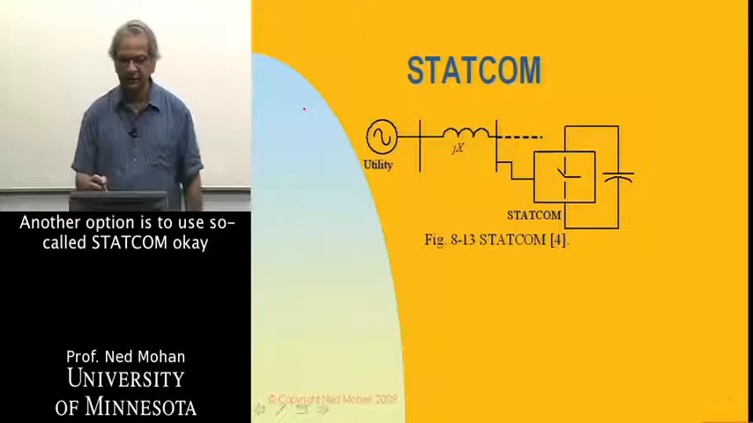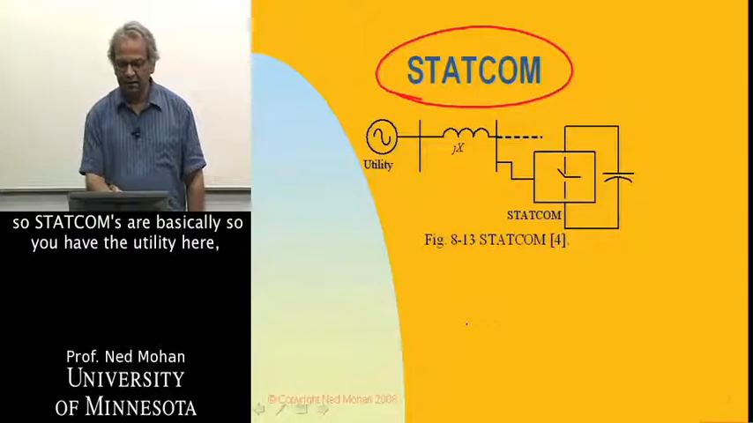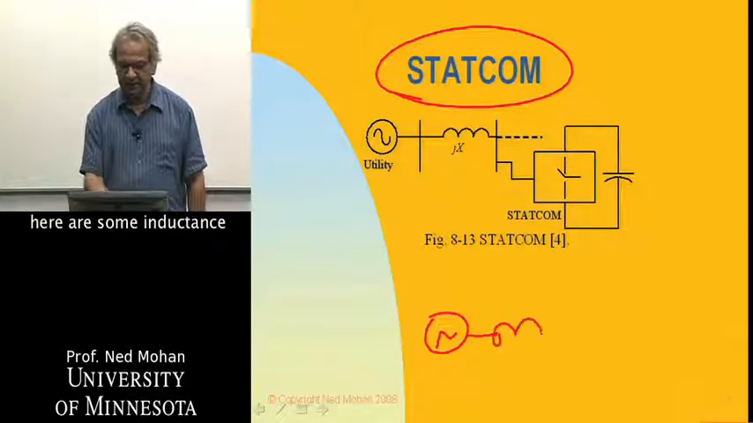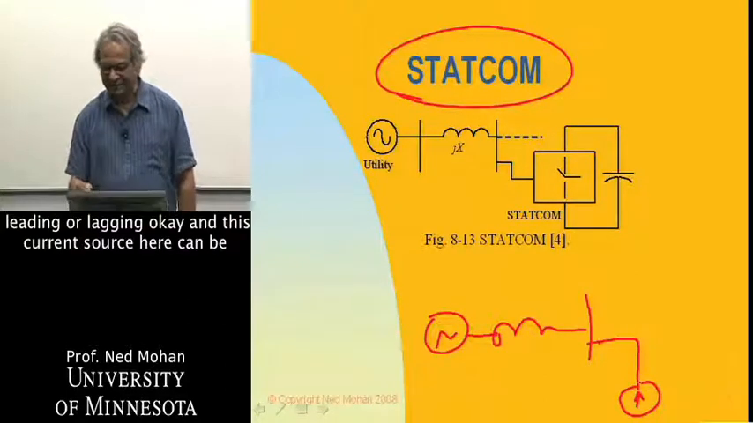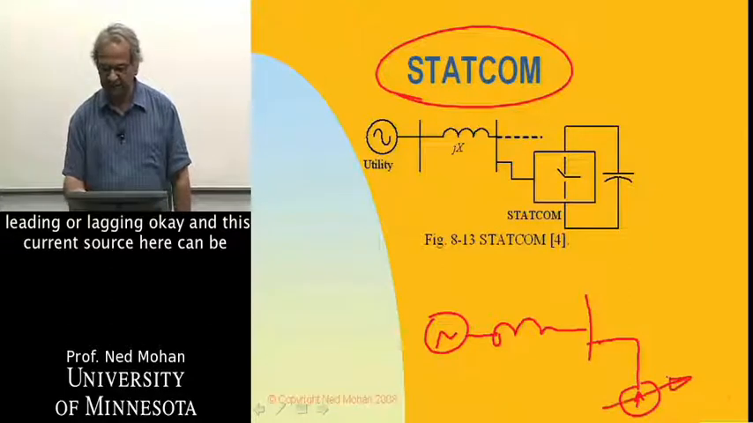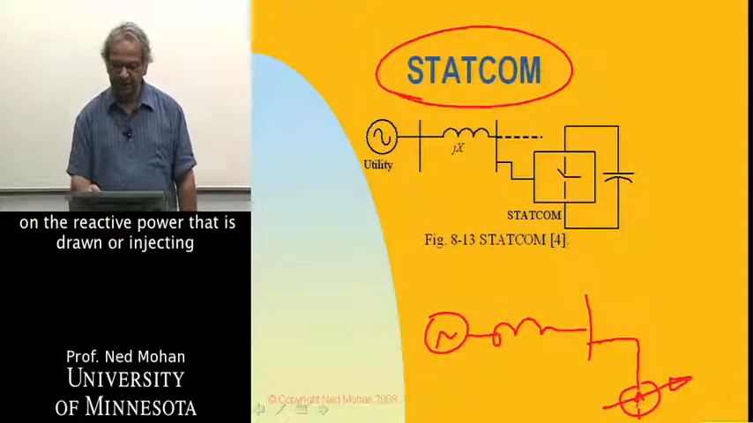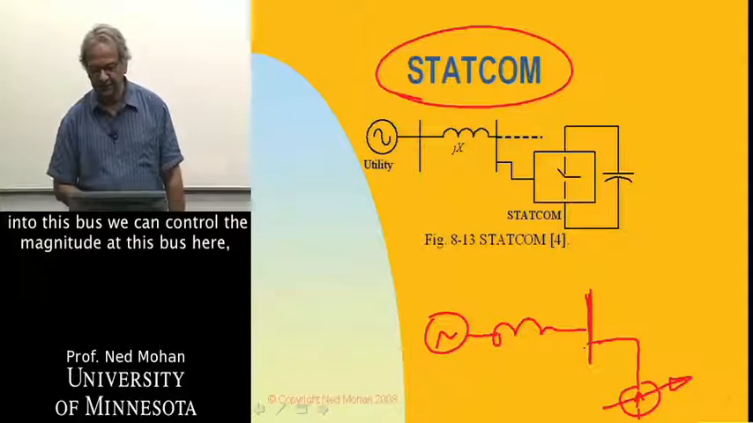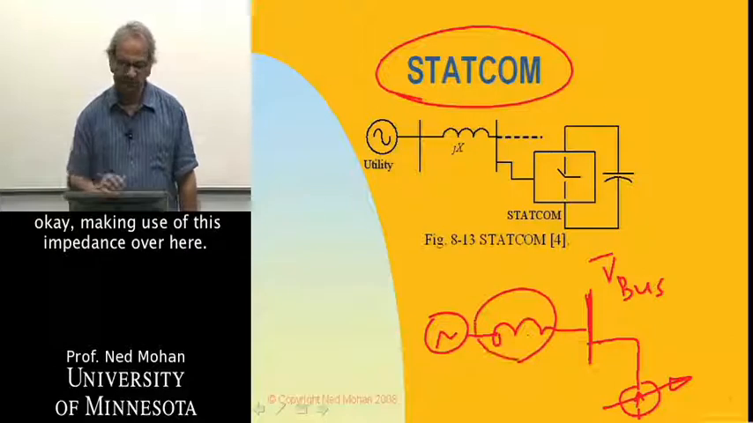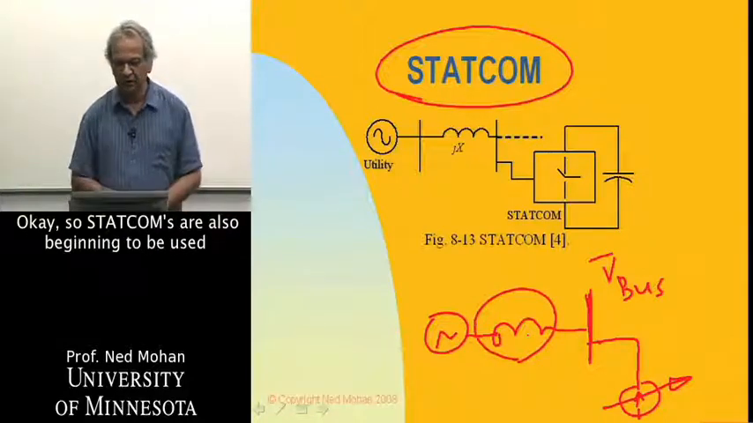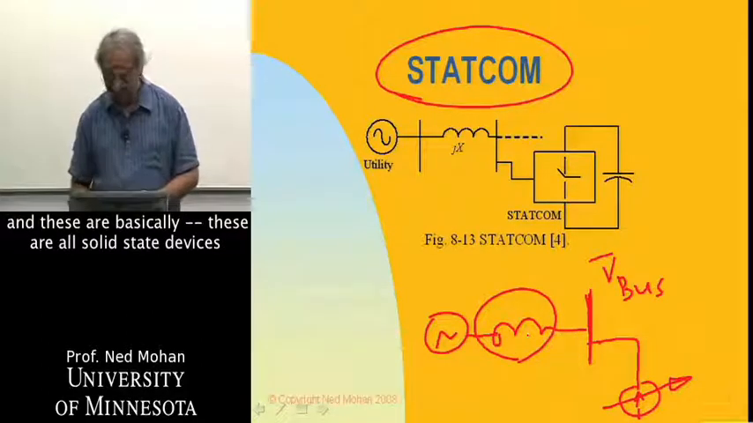Another option is to use so-called StatCom. Okay, so you have the utility here, you have some inductance, and these StatComs are basically a current source, leading or lagging. Okay, and this current source here can be controlled, and by controlling this current and the reactive power that is drawn or injected into this bus, we can control the magnitude at this bus here. Okay, making use of this impedance over here. So StatComs are also beginning to be used, and these are all solid-state devices.